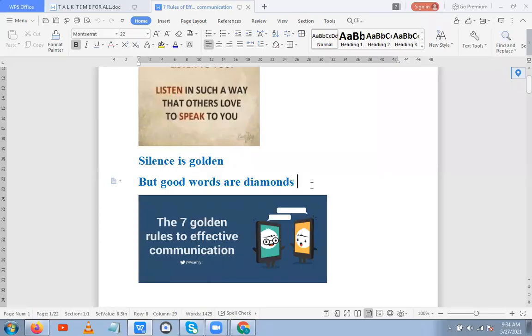Keeping quiet is beautiful. Silence is golden. Yes, ma'am. But good words are diamond. But speaking something, saying something inspirational, motivational can be better than keeping quiet.